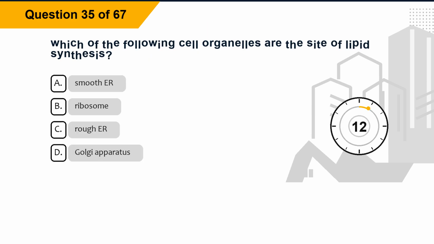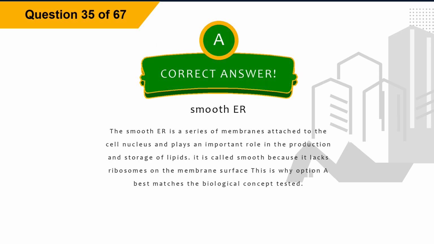Question 35. Which of the following cell organelles are the site of lipid synthesis? Option A. Smooth ER. Option B. Ribosome. Option C. Rough ER. Option D. Golgi apparatus. The correct answer is option A. Smooth ER. Explanation. The smooth ER is a series of membranes attached to the cell nucleus and plays an important role in the production and storage of lipids. It is called smooth because it lacks ribosomes on the membrane surface. This is why option A best matches the biological concept tested.